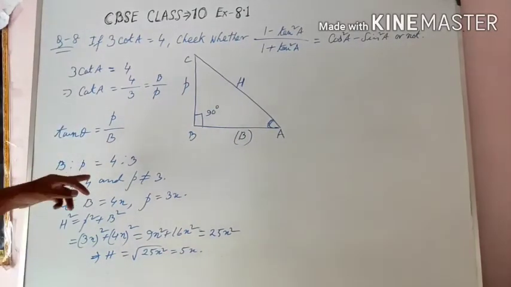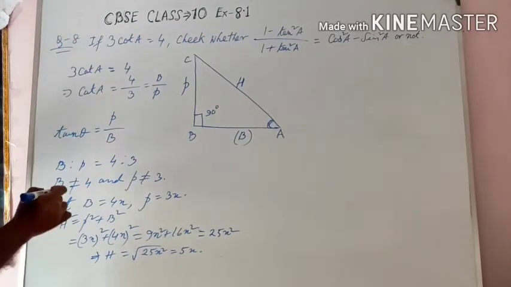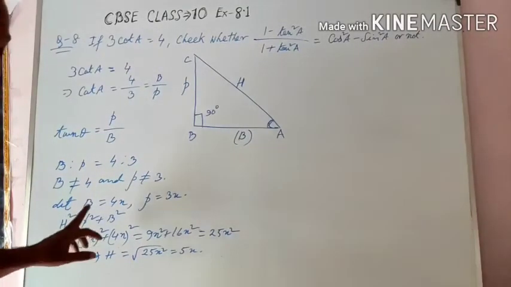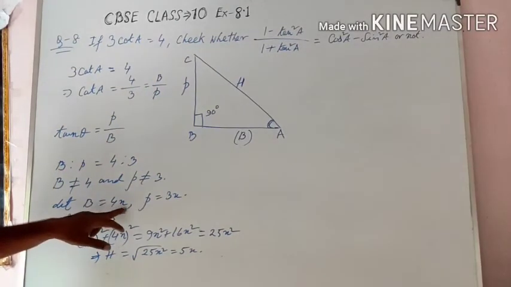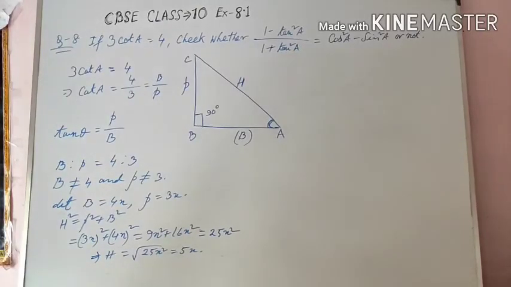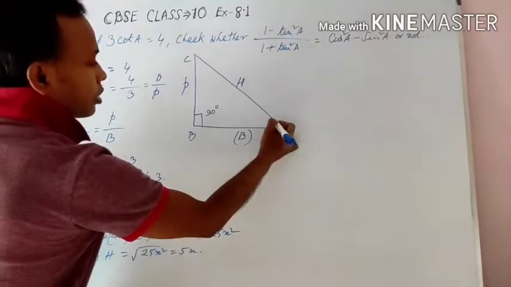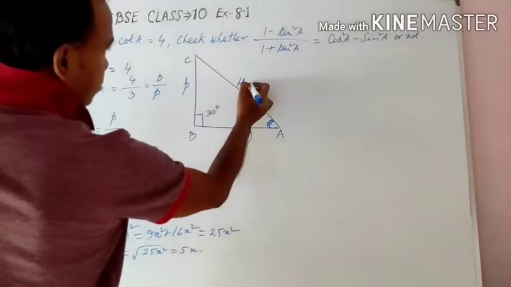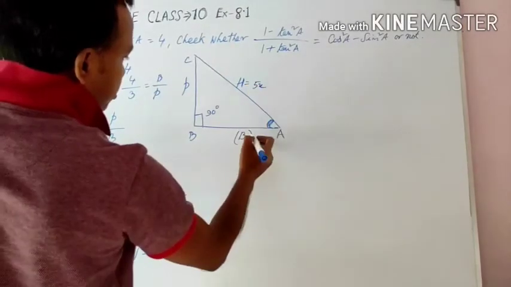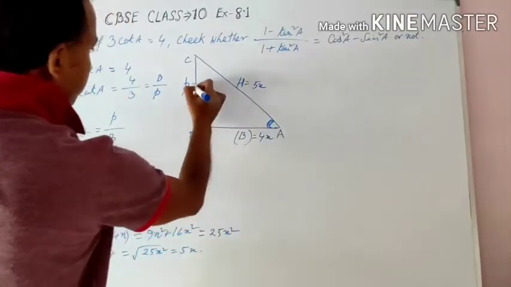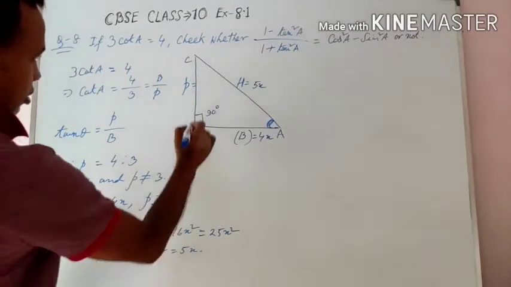If the ratio is 4 is to 3, we cannot say base is equal to 4, perpendicular is equal to 3. In order to find out the common factor, let the common factor be x. So here the common factor is x. So hypotenuse is equal to 5x, base is equal to 4x, and perpendicular is equal to 3x.